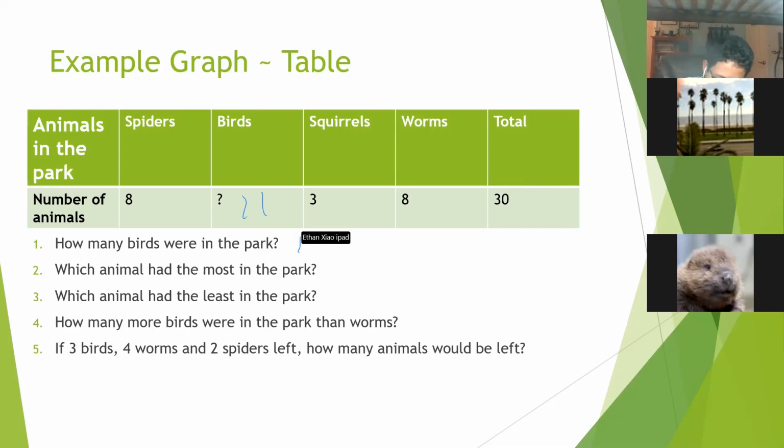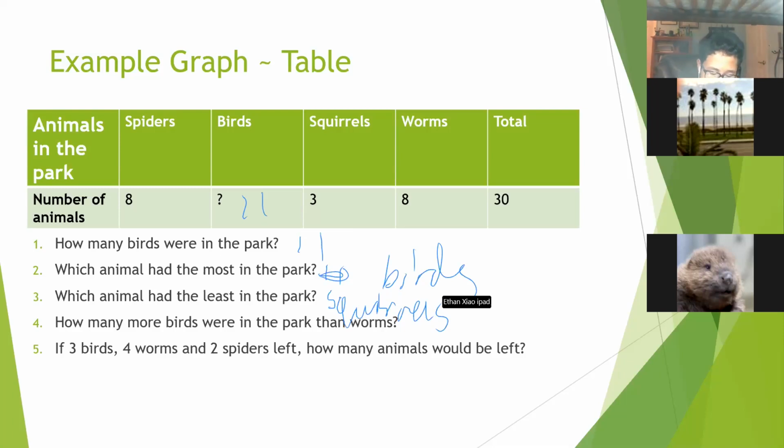You just get 11. Which animal had the most in the park? You just look for the biggest number in the graph that's not total, and you can see it's 11. And so the answer is birds. Which animal had the least? You find the lowest number in the graph, which is squirrels, so you just write squirrels. How many more birds were in the park than worms? You just subtract the number of worms from the number of birds. So what you get is 11 minus 8, which is 3.